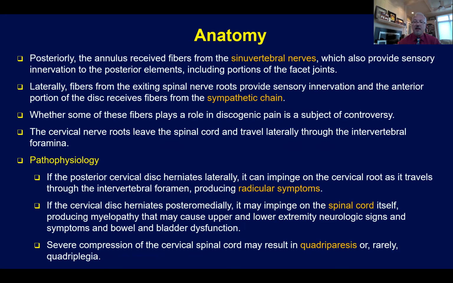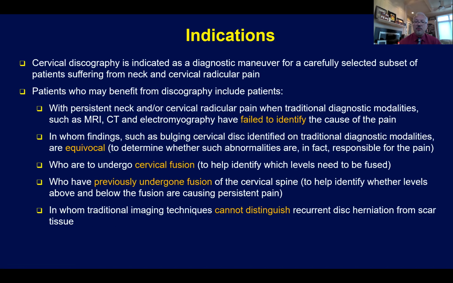Clearly, if the spinal canal is less than 10 millimeters in its aggregate dimensions, in its diameter, for example, and we have a herniation posteriorly, and it's of substantial size to impinge upon the spinal cord, this can result in quadriplegia, or more commonly, quadriparesis.